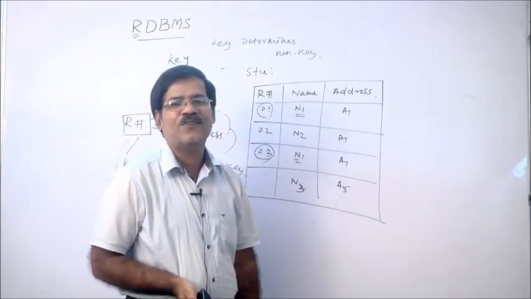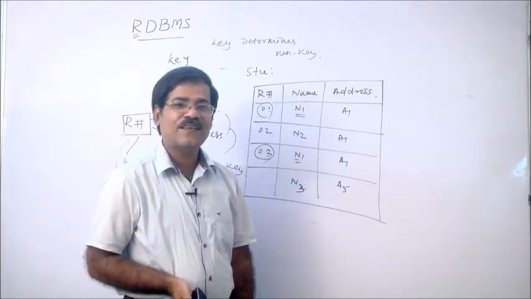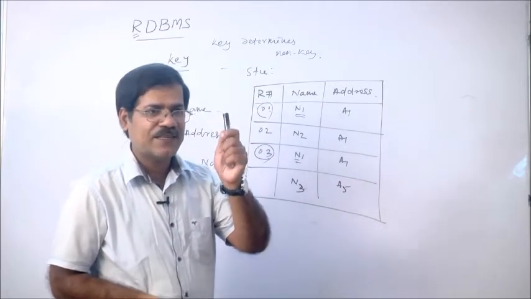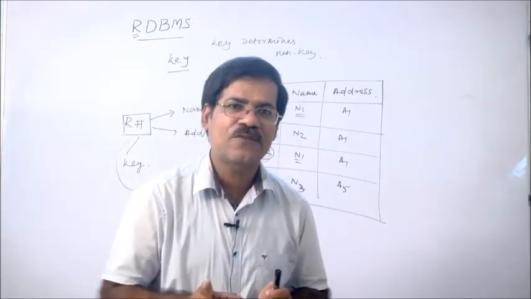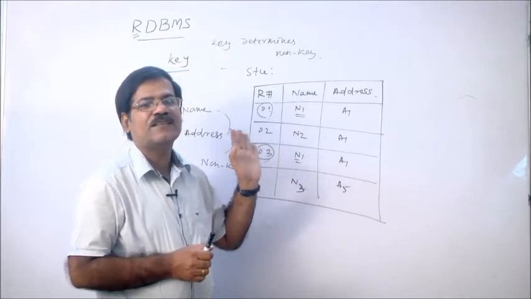If a student has no roll number, is it possible? No. The primary key should not be null. This is the rule of a primary key. When you select a field from the table as a primary key, what points will you look for? You will look that the value should not be duplicated. Duplication is not allowed.